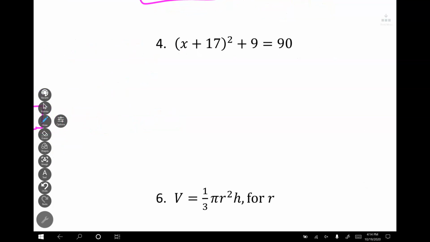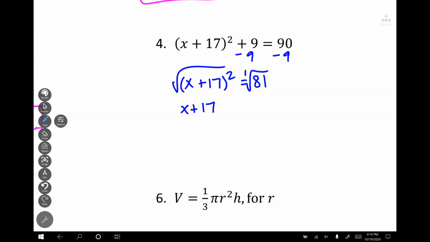All right, number 4. Before we can take the square root, we need to subtract the 9, right? Because otherwise I'd be taking the square root of this whole thing, which honestly I don't really know what would happen there. Okay, so subtract the 9 first. And now we can take the square root. The square root of 81 is 9, so we're going to have plus or minus 9.